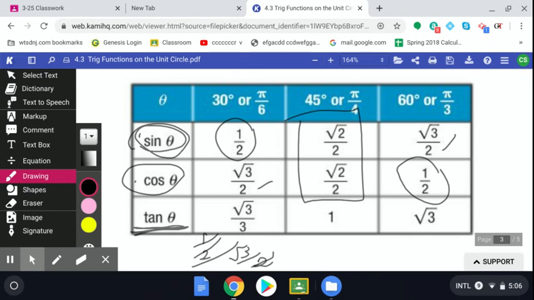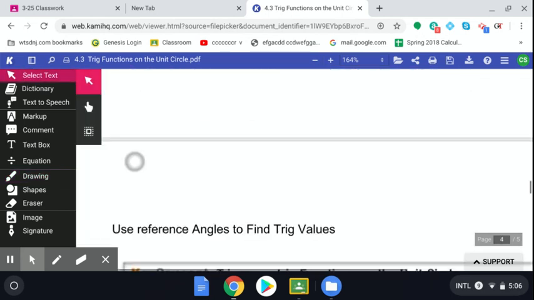For 45, tangent is just 1, because, of course, this is the same. That's the same. Anything over itself is 1. And for 60, if you do y/x, you get square root of 3/1. Okay? But yeah, become very familiar with this. It's going to come back over and over again.